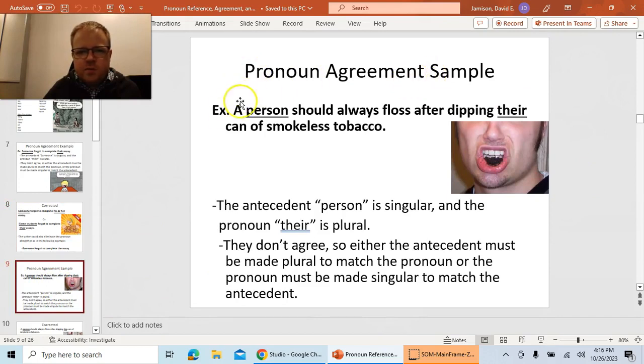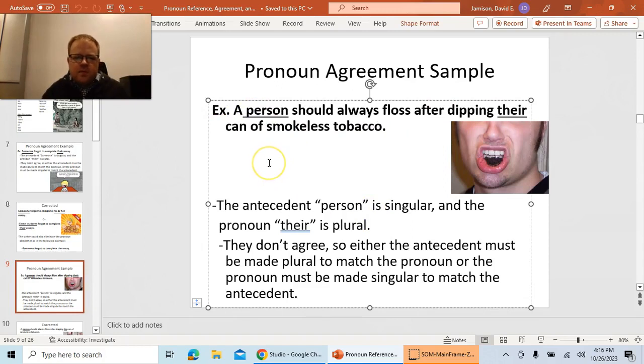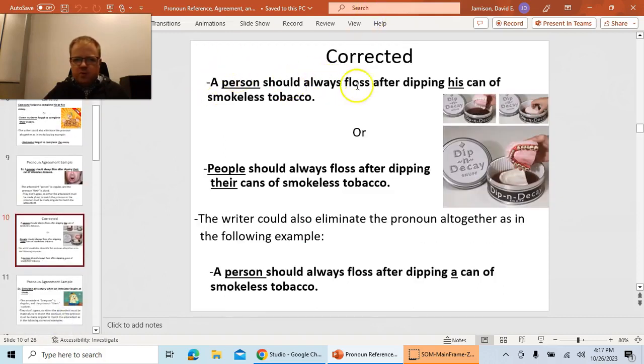Pronoun agreement sample. A person should always floss after dipping their can of smokeless tobacco. The antecedent person is singular and the pronoun there is plural. So instead you need to replace there with a singular pronoun. A person should always floss after dipping his can of smokeless tobacco, his or her, or whatever.